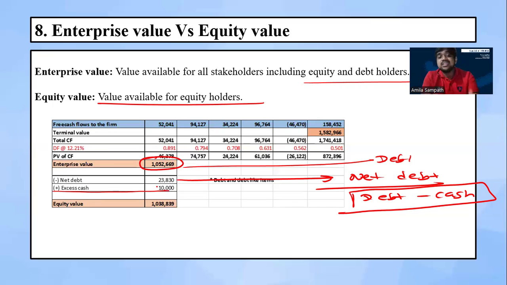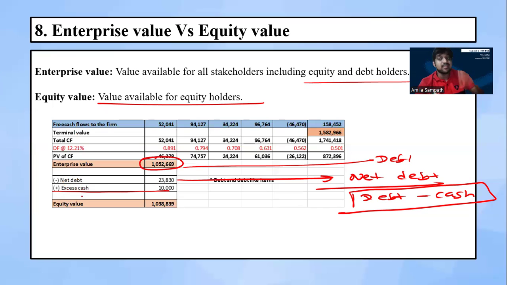Therefore, if we have such excess cash, we need to add it back to the enterprise value, because this enterprise value does not represent this excess cash. It is completely based on our operating activities' relevant cash flows. It does not consider the excess cash that we invested in short-term investments or treasury bonds.